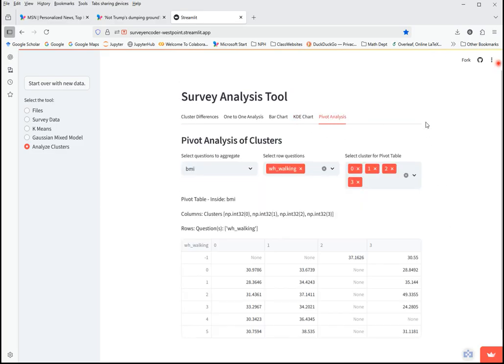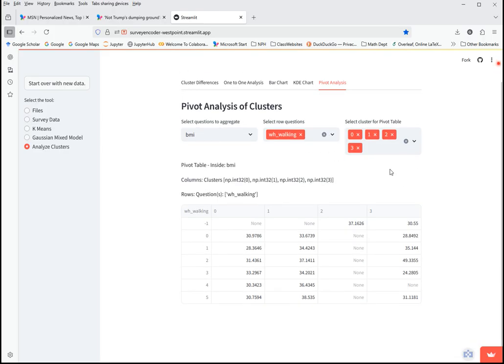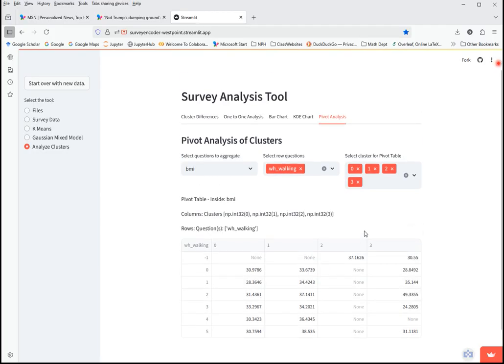And then finally, pivot analysis. This will allow you to do some pivoting on your questions, and in this case we used BMI as our aggregated response. Again, this is an advanced feature, and you can play with this and figure it out. But I'm not going to go into too many details about it, because you could check things and it could really mess up. It could give you an error down here, but that's okay, because you could just unclick some of the things and it'll come back.